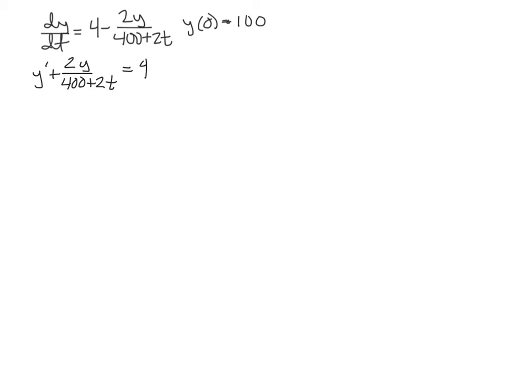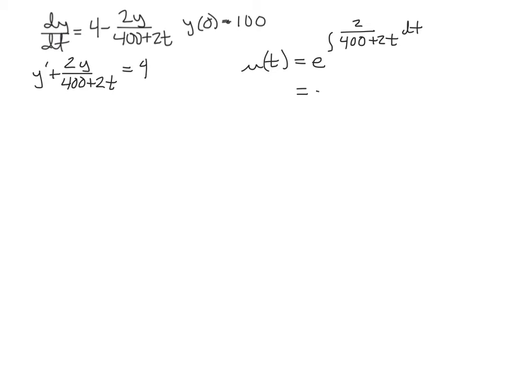Now we need to find the integrating factor. The integrating factor is e to the integral of whatever is out in front of y. So right now we've got 2 over (400 plus 2t). Now, if you want to, you can cancel all those 2's. Just make a note of that. I'm not going to, but really, it doesn't matter. You can cancel all those 2's.